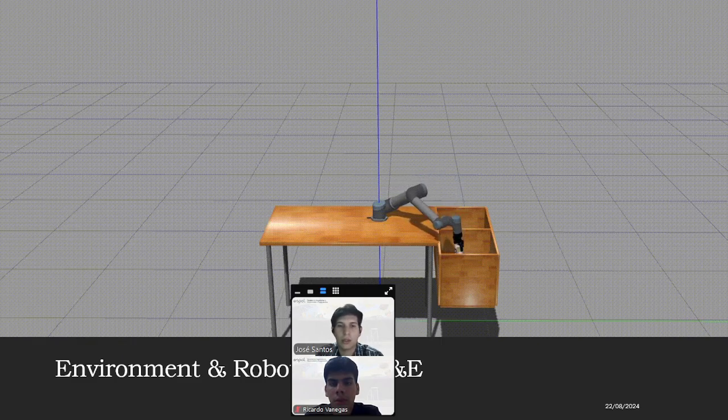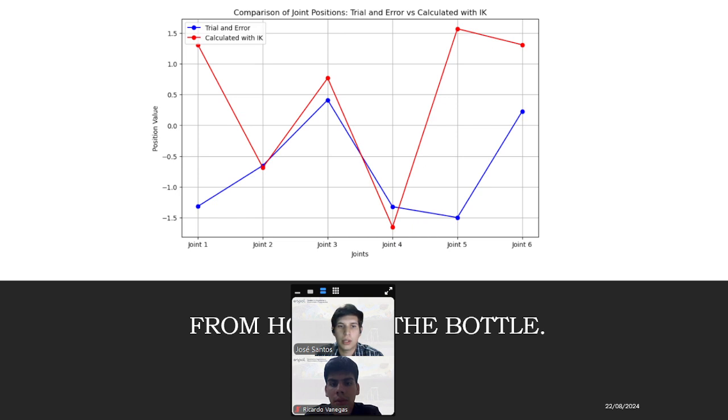So as you can watch, the arm is doing its job. Here we have a comparison: joint 2, joint 3, and joint 4 are very similar, but only joint 1 and joint 5 are different. And the difference is pi radians, which is 180 degrees.